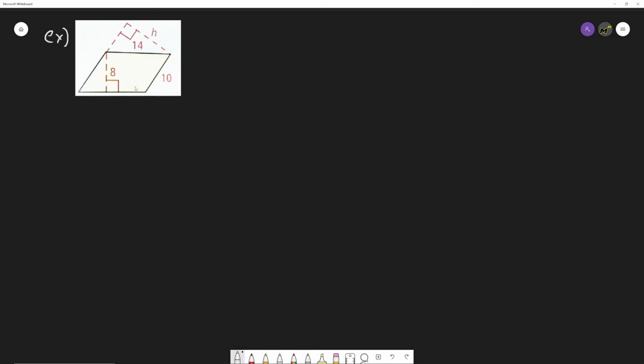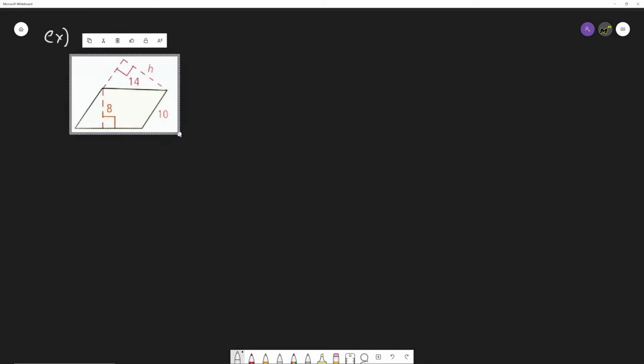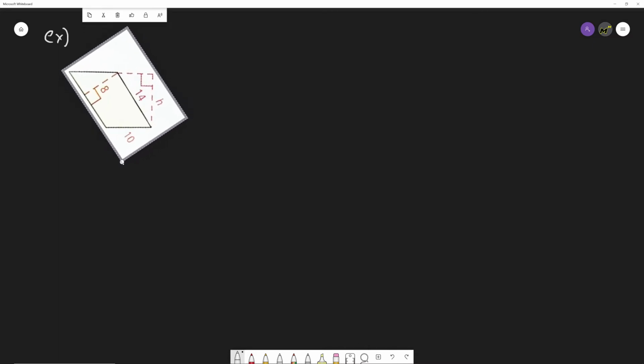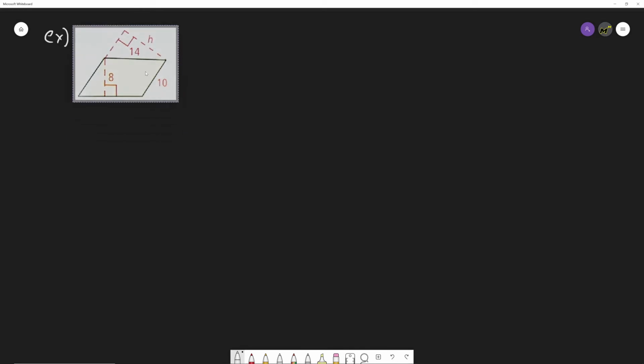Looks like we have a base times a height. We have a base of 14 and a height of 8 in our original parallelogram. But if we were to flip this on its side, they're asking us, hey, what would the height be here? If your base was 10, what would the height be? And that we don't know. So let's start with what we do know.